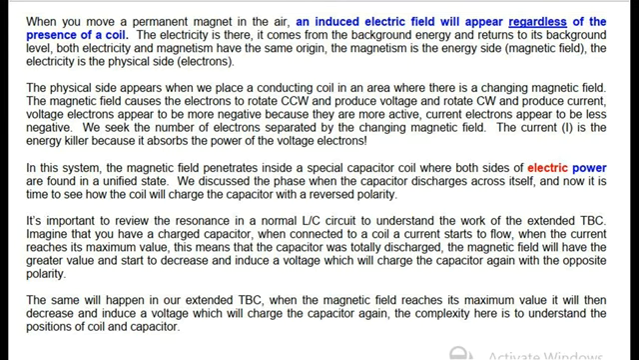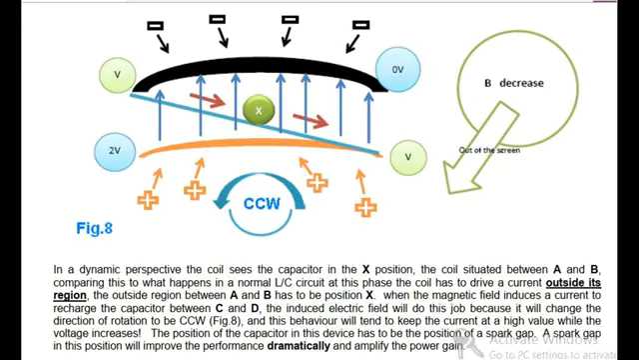The same will happen in our extended TBC. When the magnetic field reaches its maximum value, it will then decrease and induce a voltage which will charge the capacitor again. The complexity here is to understand the positions of coil and capacitor. Magnetic field decrease. CCW, counterclockwise.